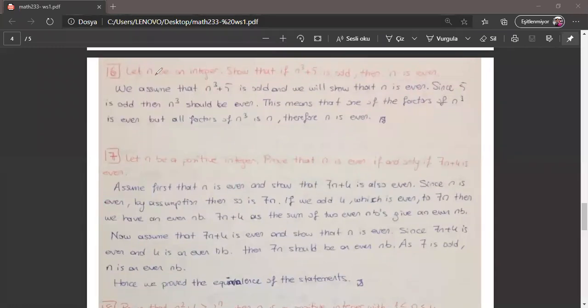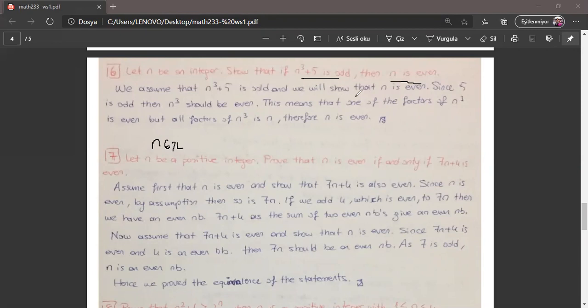Now we have this question. We know n is an integer, it's in Z. We want to show this. So what's P in here? It's this. We want to show this. So if this is correct, it means we need to assume this, then this should be correct. It means we need to show this. So we assume that n to the 3 plus 5 is odd.